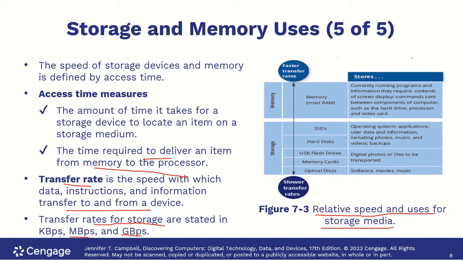You can see in this picture that, basically, as you go from bottom to top, the transfer rate becomes faster. Optical discs, that is CD or DVD, for example, have slower transfer rates. Memory cards are a little higher, USB drives a little higher, hard disks even higher, SSD solid state devices are high. And memory is really fast.